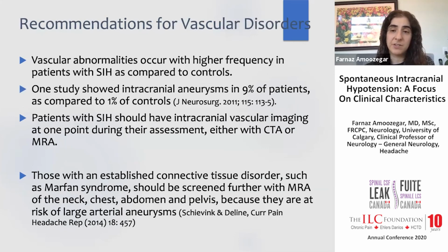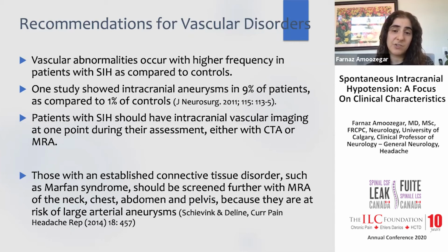In regards to recommendations for vascular disorders, we do know as well that vascular abnormalities tend to occur with a higher frequency in patients that have SIH compared to control patients. And again, one of the studies that was done looking at this in 2011 showed that intracranial aneurysms occur in 9% of patients with SIH, as compared to 1% of patients that have no known SIH. So really, if we consider control patients as having 1% where they present with intracranial aneurysms, this goes up to 9% in patients that have SIH. So definitely an increased risk there.